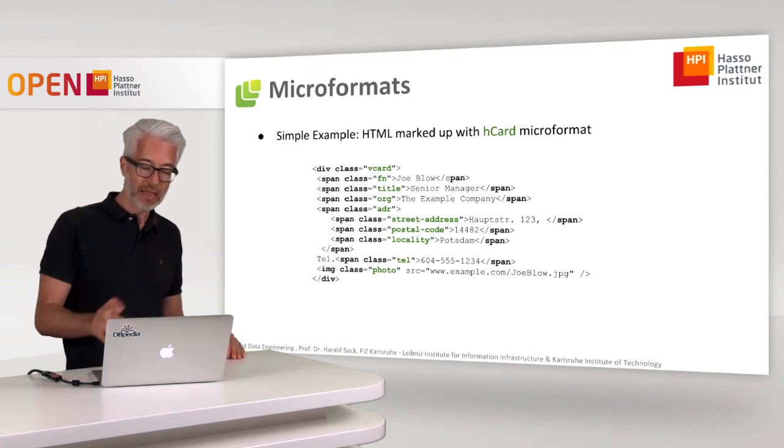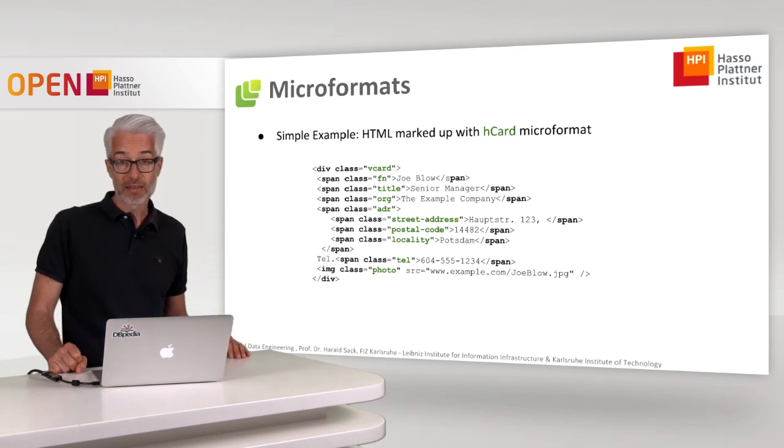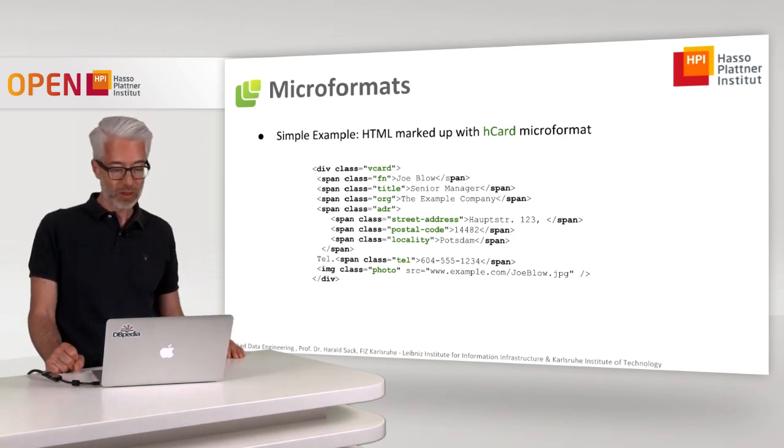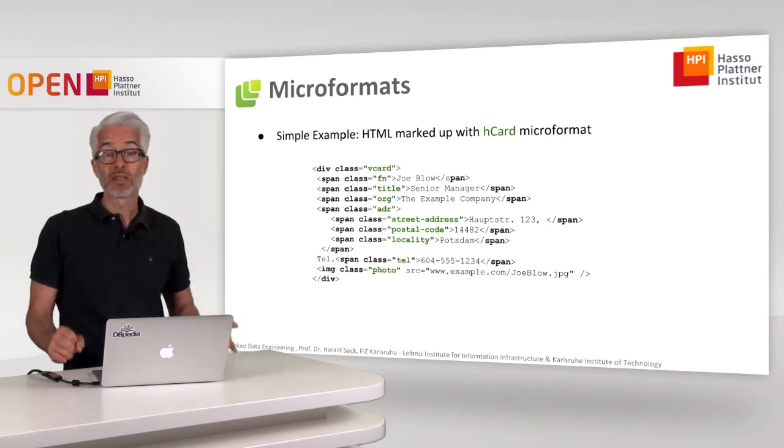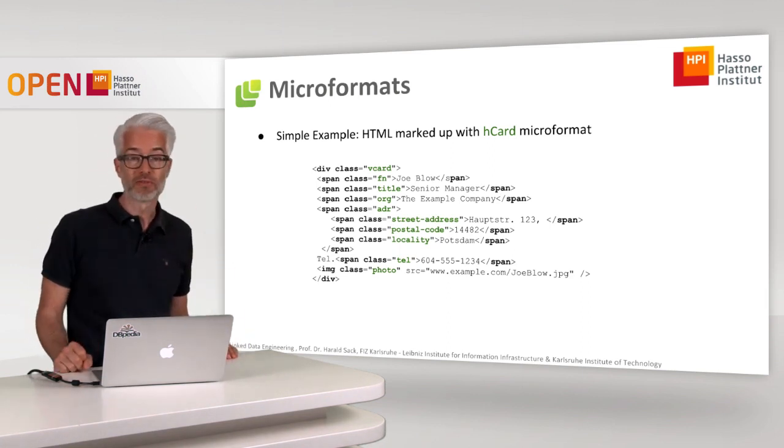So this is an example of a vcard microformat that can be put into the web page, and what you see in the web page is only what you see here within the text as the character data, so the content of the address.